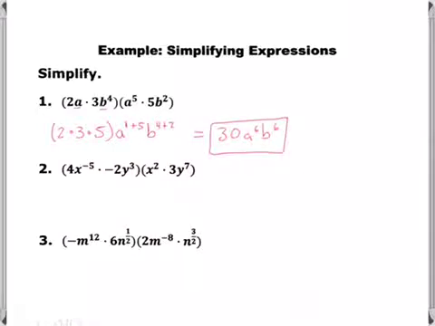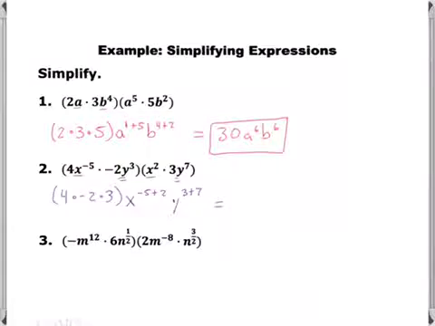Example 2, multiplying our coefficients. So 4 times -2 times 3. We'll add together the exponents of our like-based items, so x to the -5th plus x squared, and then y to the 3rd plus y to the 7th. And so we'll simplify this.